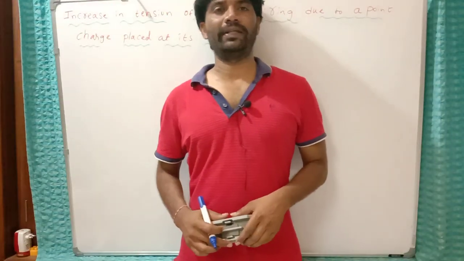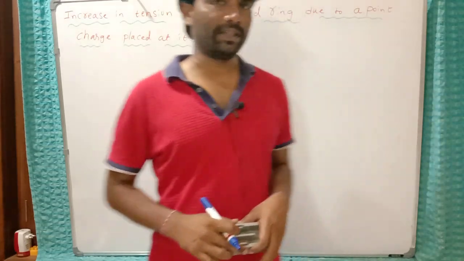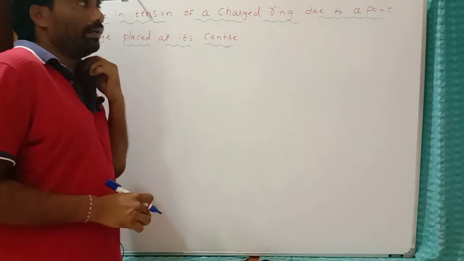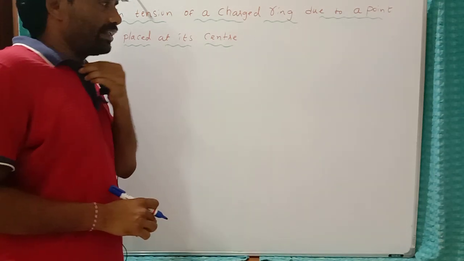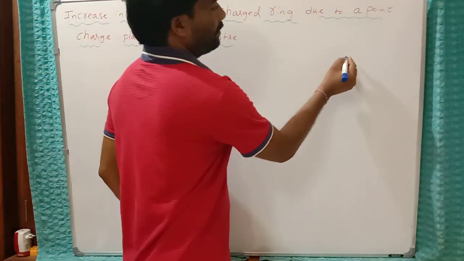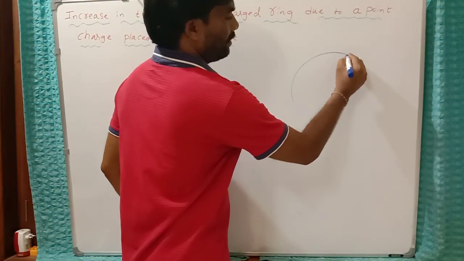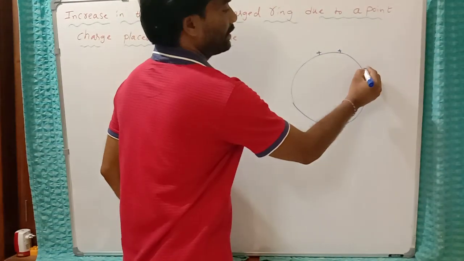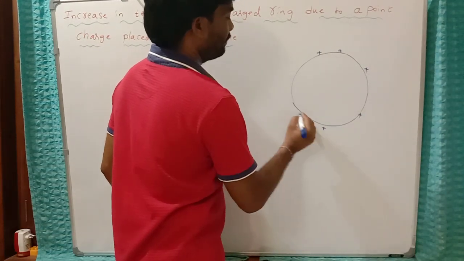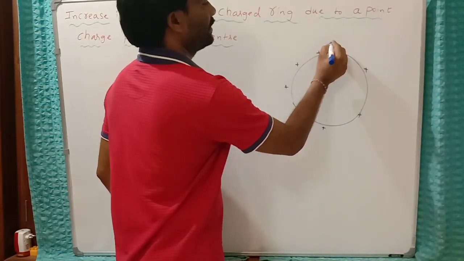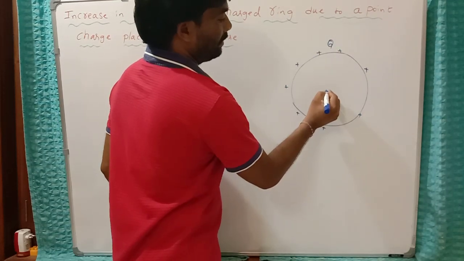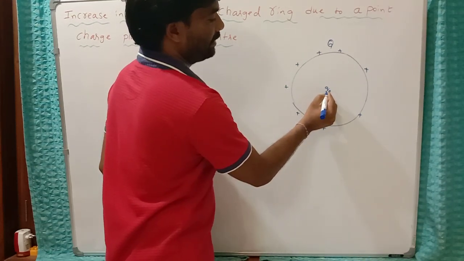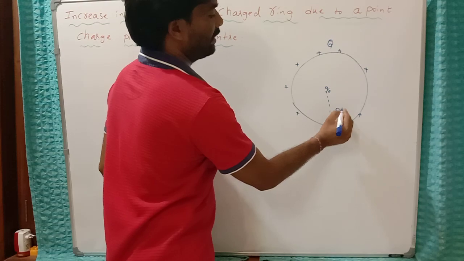Now I am going to explain a small topic, which is the increase in tension of a charged ring due to a small point charge placed at its center. Now, if it is a charged ring, the charge given to this ring is Q and the distribution of charge is uniform. Keep a point charge Q naught at its center. This is the center, and the ring radius is R.